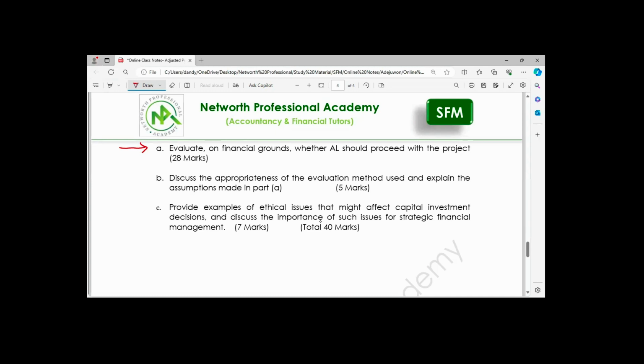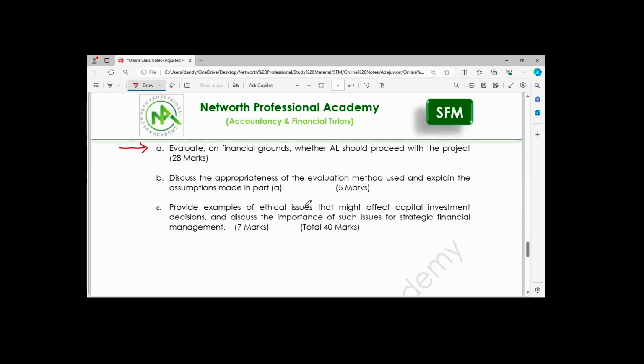Are we using NPV, IRR, modified internal rate of return, project duration, adjusted present value? The examiner did not tell us. So you are only asked to evaluate. So the onus is on you to go back to the body of the question, and check the scenarios. From the scenario, you should be able to deduce or determine which method you are going to use to appraise the project.